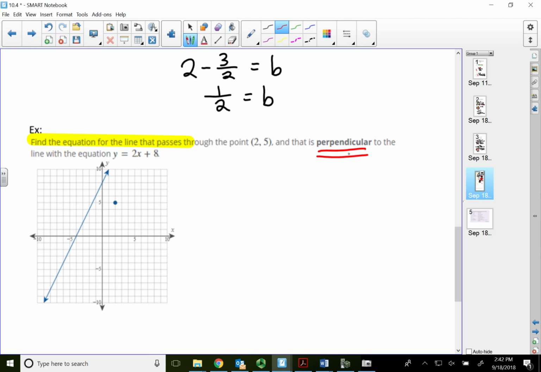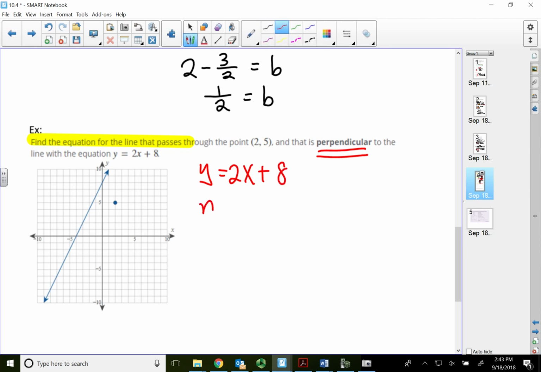It's going to be perpendicular to this given blue line, which is written as y equals 2x plus 8. All right, perpendicular means the slopes are opposite and reciprocal. The slope for my line is going to be the opposite sign and the reciprocal. So I've got to find out the slope of the other line first, then I will know the slope for my line. So y equals 2x plus b is written in slope-intercept form.